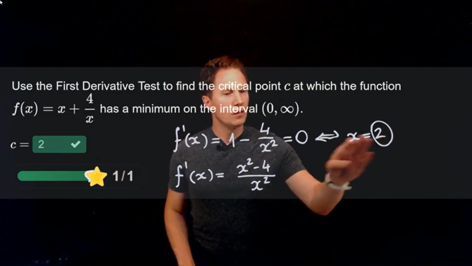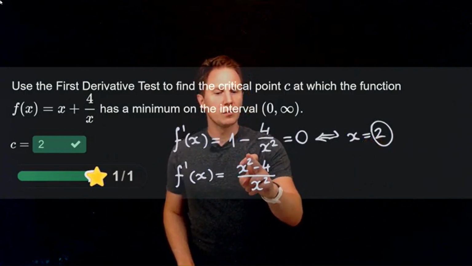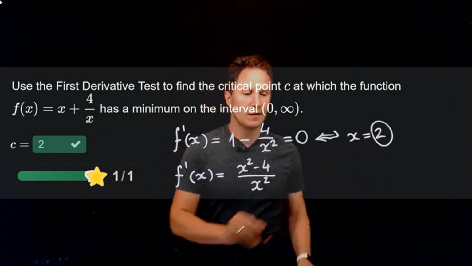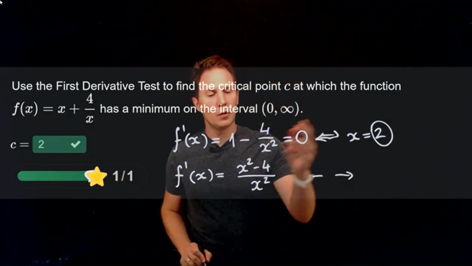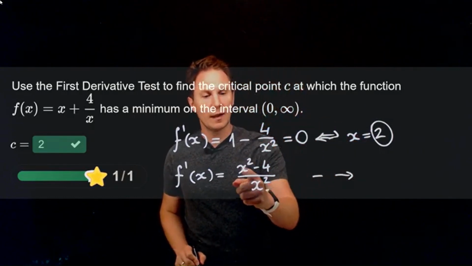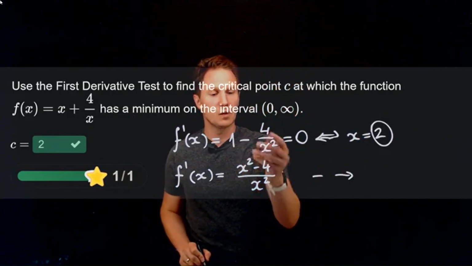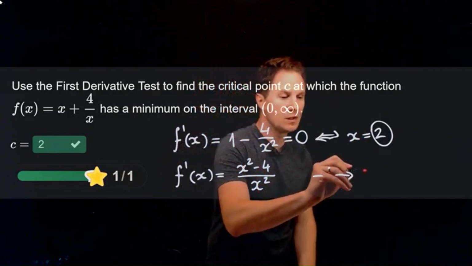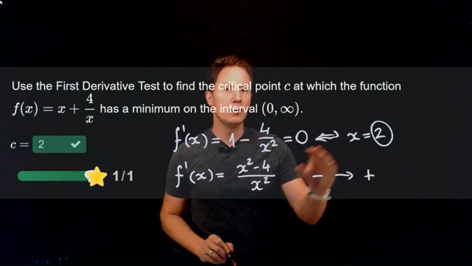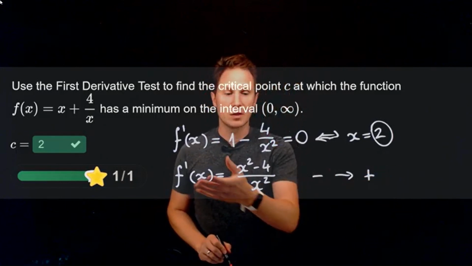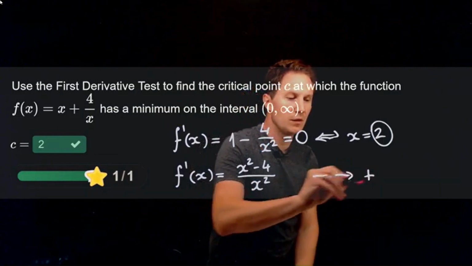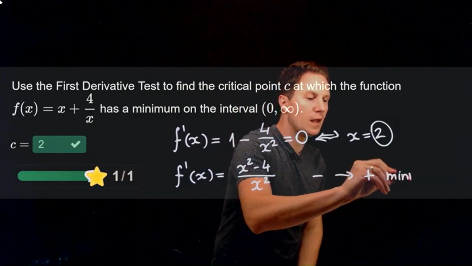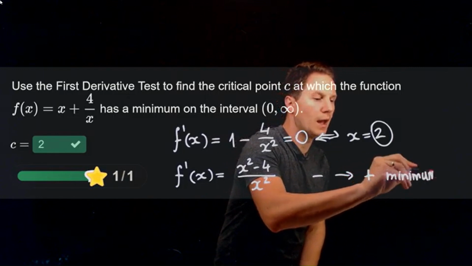If x is slightly less than 2, then x squared minus 4 is negative. If x is slightly greater than 2, then x squared minus 4 is positive, and x squared is of course positive, so the first derivative goes from negative values to positive values at 2. Therefore, by the first derivative test, the function has a minimum at 2.